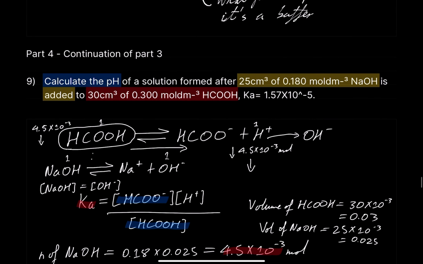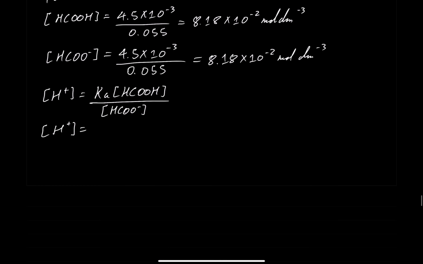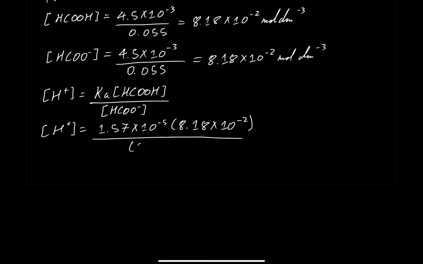But yeah, so what's our Ka? They said our Ka in this example is 1.57 times 10 to the power minus 5. I can just see that 1.57 times 10 to the power minus 5 is just our H plus concentration in this case. But I will write it out, because examiners can be very, very stingy sometimes.